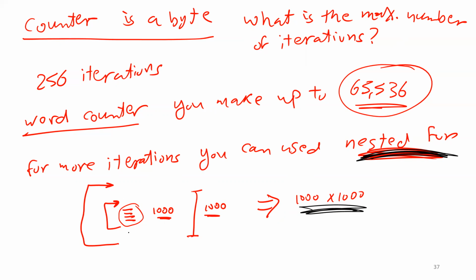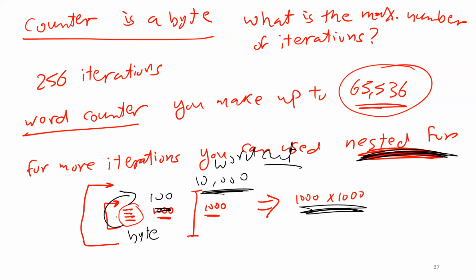So I can here use a byte counter to make it only 100. Is that okay? But if this is the case, how many do I need here? 100,000, or do I need only 10,000, right? Because 10,000 times 100 should be a million, right? 10,000, I can make it using a word counter. So in this case, I'm going to use a byte counter here, and then outside, I'm going to use a word counter. Okay, guys?